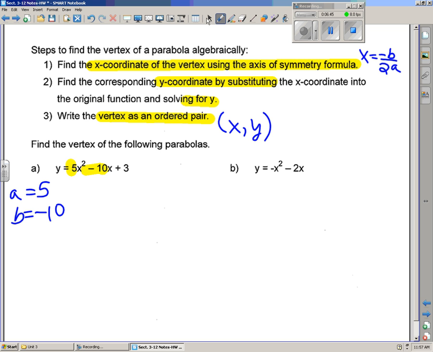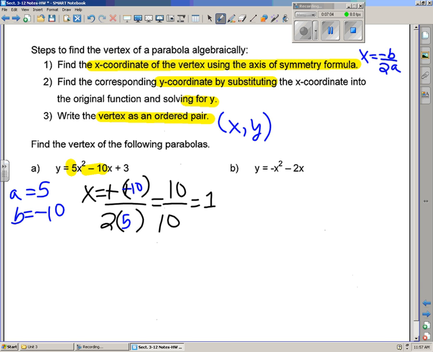Well, when we use the formula x equals -b/2a, the b is a -10, the a is a 5. When you do the math, double negatives give you +10. On the bottom, you get +10. So your x-coordinate happens to be 1. Okay, so what's happening now is your x value happens to be a 1.